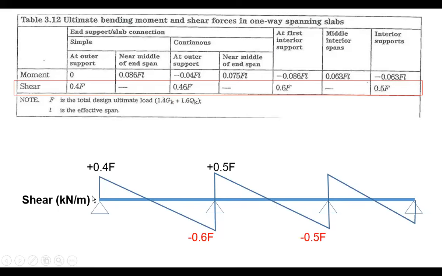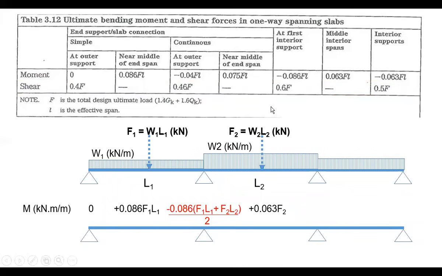Again, if you have continuity here at the beginning, we have to use the red value in this table. From 0.4, it will be 0.46 of the F. This is the only difference. So how to use this if you have a problem, or a continuous one-way slab with different loads? If you have a slab with a span L1 and a span L2, the first span is loaded by a uniform load called W1 kilonewton per meter. The second span has a load of W2, also kilonewton per meter.